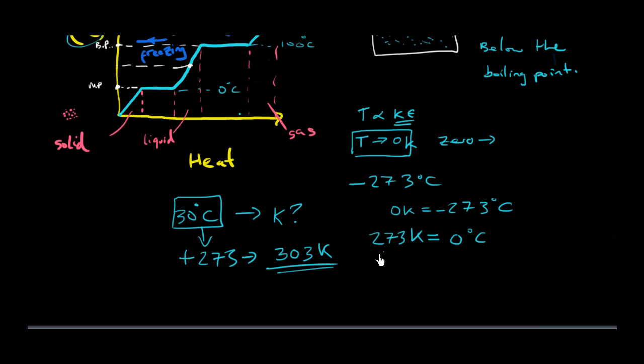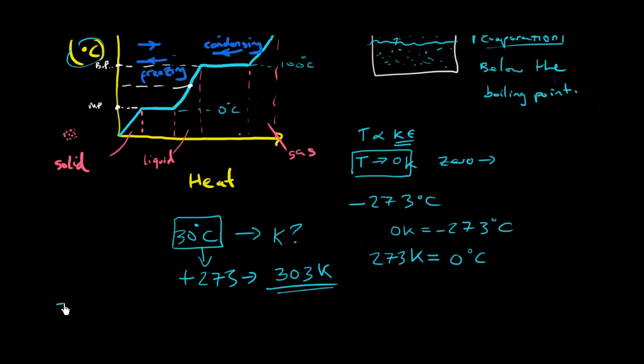Hopefully that makes sense. So again, what about minus 10 degrees Celsius? How much would that be in Kelvin? Well, 0 degrees is 273 Kelvin, but this is minus 10, so I have to take away 10 from here, so my answer would be 263 Kelvin, right? That would be minus 10 degrees Celsius.